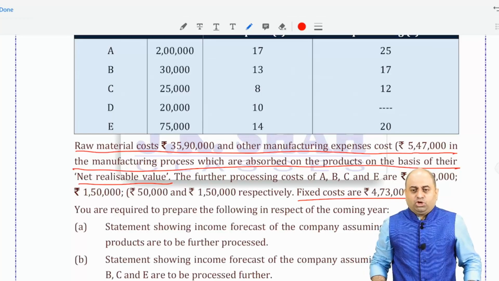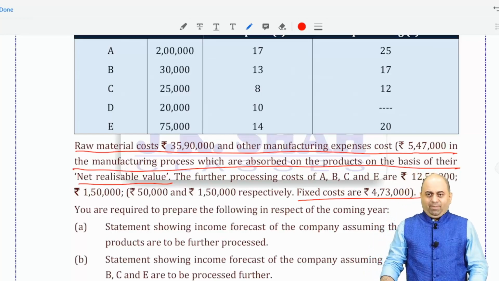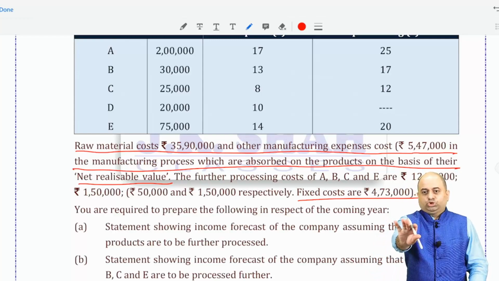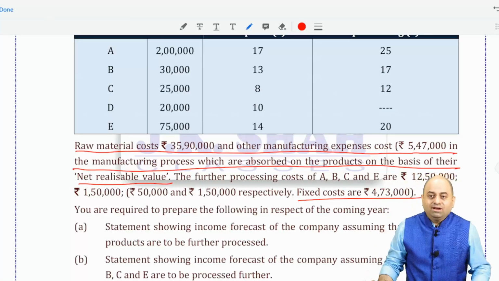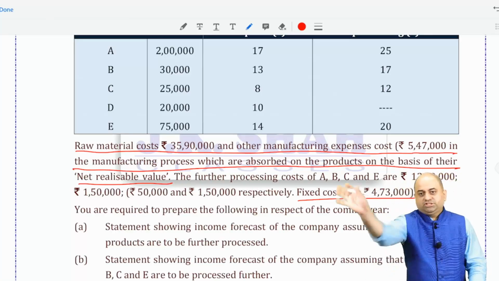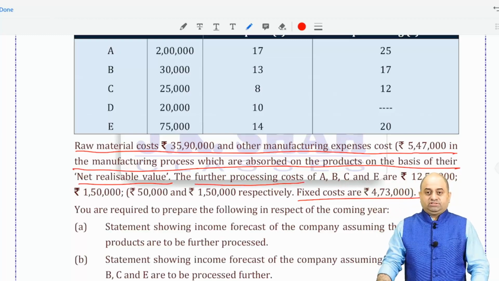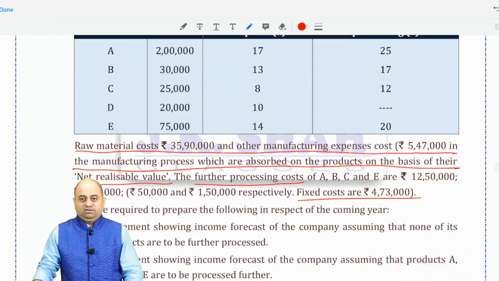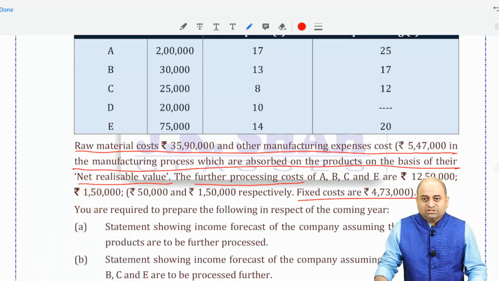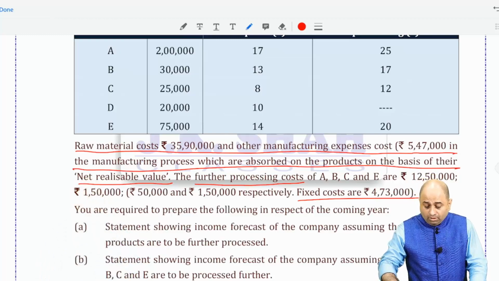Question says it, we follow it. We can't change the question. Sir, but this should happen, that should happen. I respect all the views. I respect question more. They have said this, will follow this. Simple. And further processing costs, post separation cost, they have given everything.